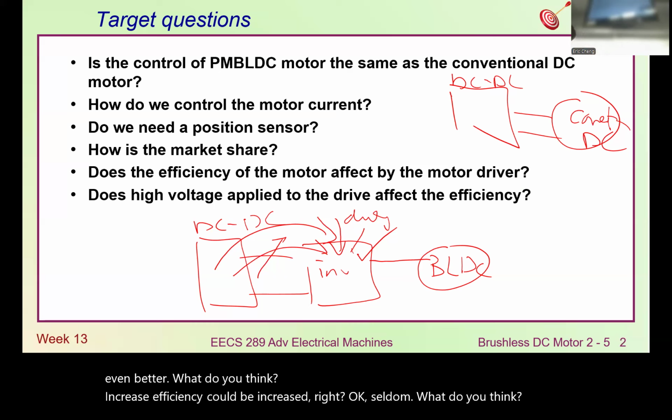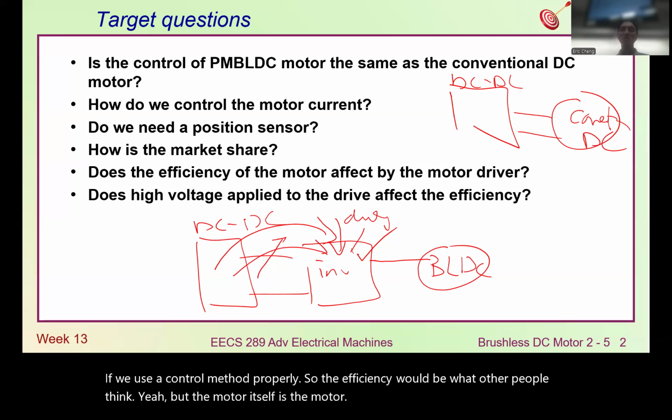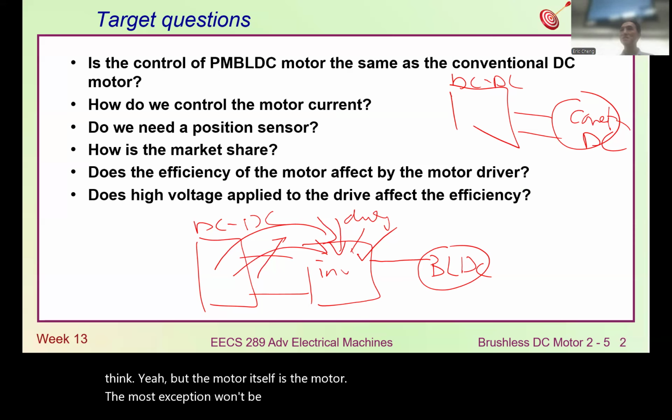Yeah, I also think that if we use the control method properly, the efficiency will be... That's what other people think, yeah. But the motor itself is the motor. The motor itself won't be changed. However, you need to see what efficiency will be modified.